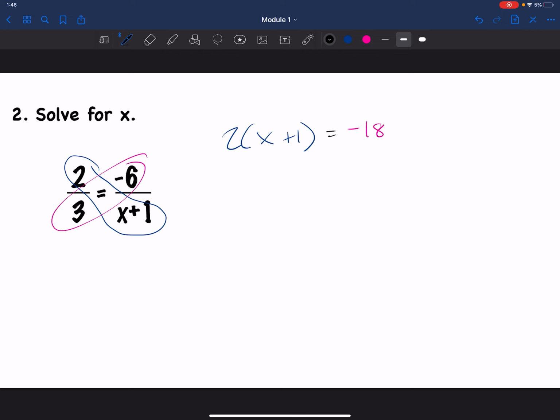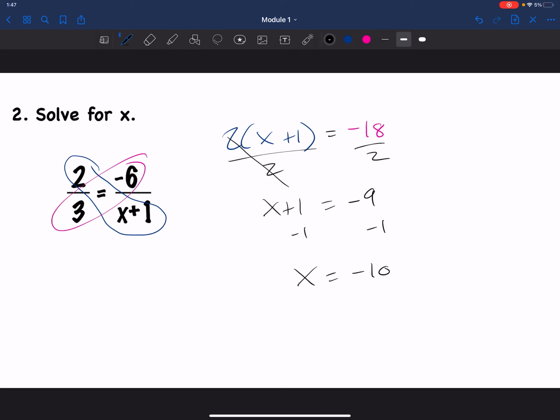So here I can either distribute or I can divide by that number out front. It's probably easier to divide by the number out front if you have the ability to do that. If not, you can certainly distribute. And then I'm going to subtract 1 from both sides. So in this case, x is negative 10.